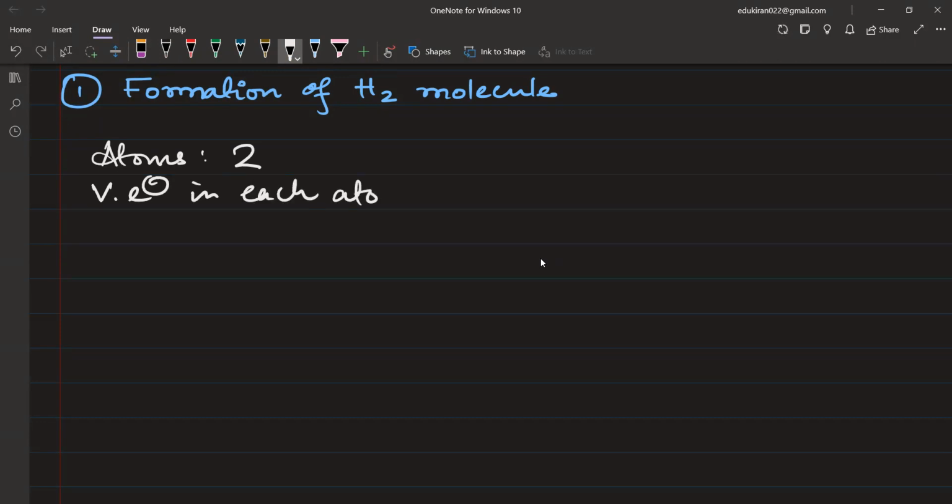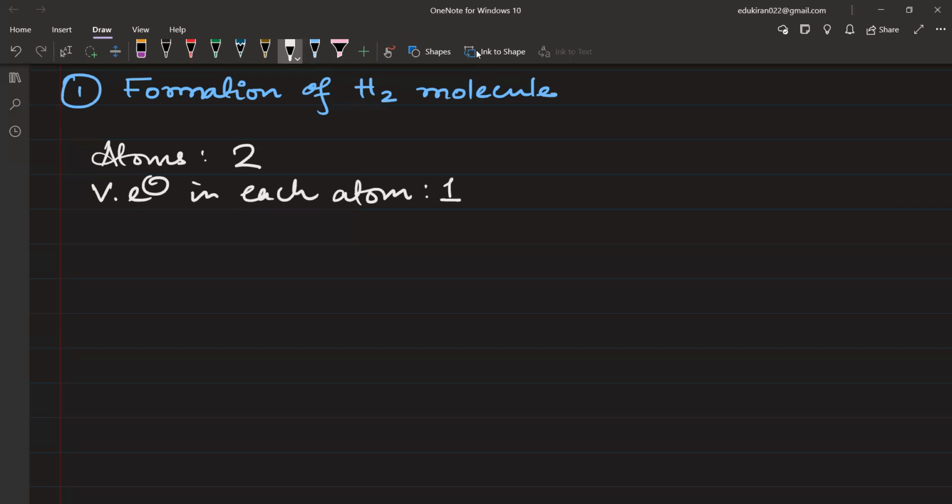In each atom, how many valence electrons? Tell me. How many valence electrons? हाइड्रोजन में कितने valence electron होते हैं? देवांगी, इरम, सौरभ, 1. तलहा, तारी. 1. 1. Very good. Okay.